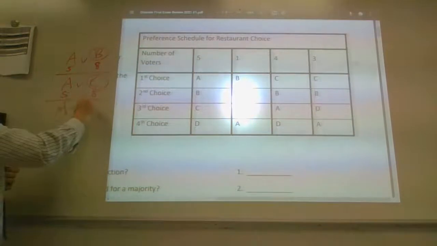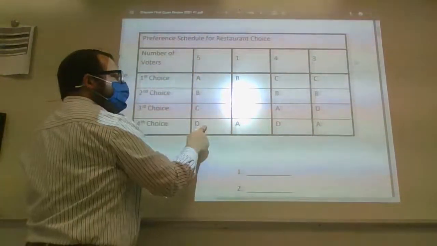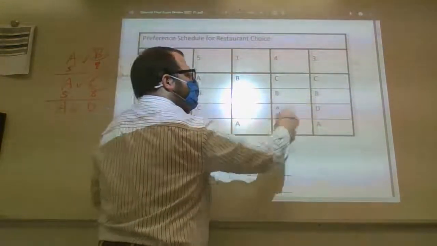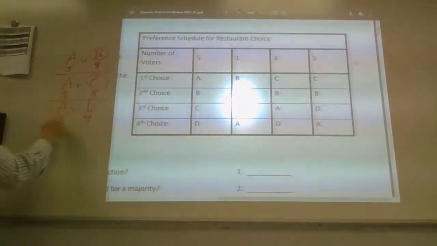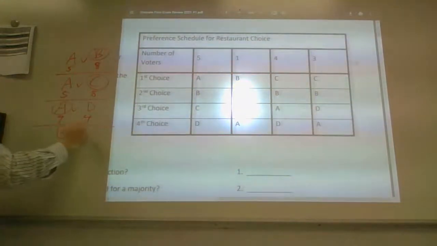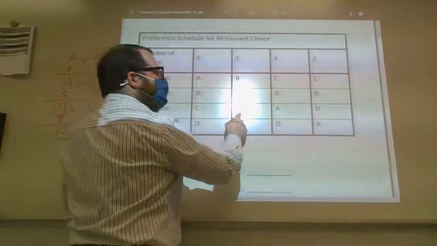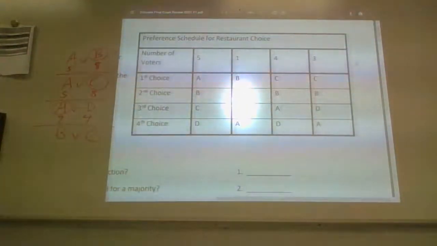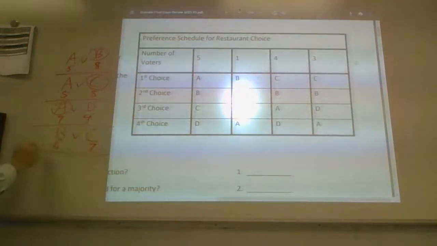A versus D, because you have to do every head-to-head matchup. Oh, here we go. A wins this one, and A wins this one. That's 9-4. A wins that matchup. Again, I have to do every head-to-head matchup. So B versus C. B wins, B wins, C wins, C wins. Okay, so C wins 7 of those votes versus B's 6.